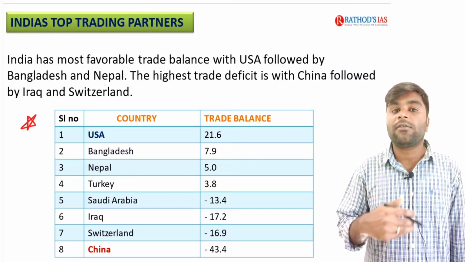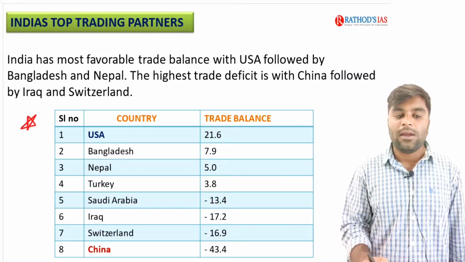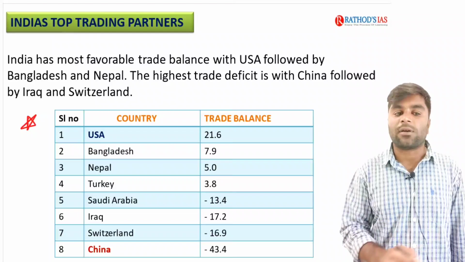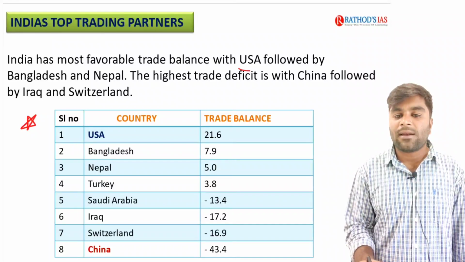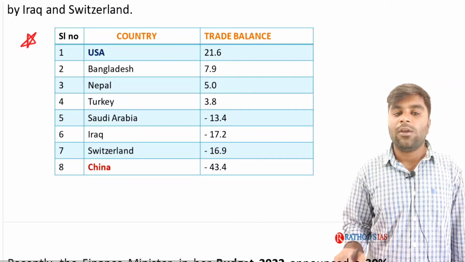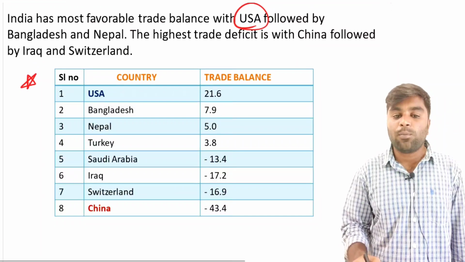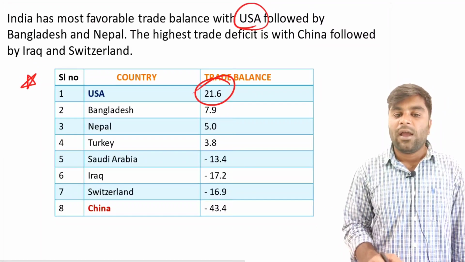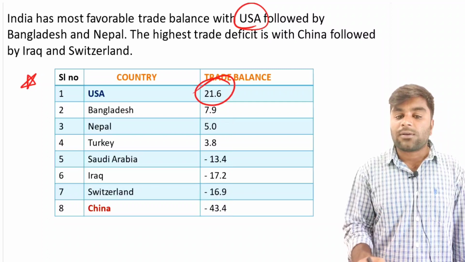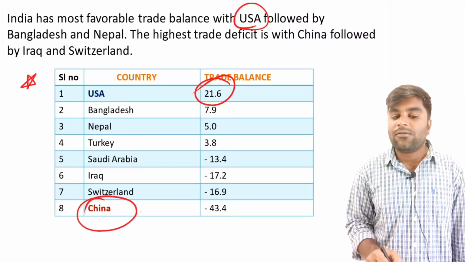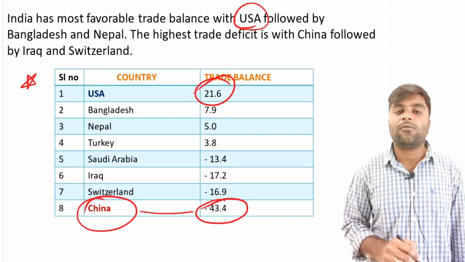So this kind of an analysis part is also very much important, even though it is provided by your economic survey. India has the most favorable trade balance with the USA. When we look at this table, you can clearly observe that we have a positive trade balance with the USA. And when we look at the trade deficit, we have a clear trade deficit with China, that is minus 43.4%.